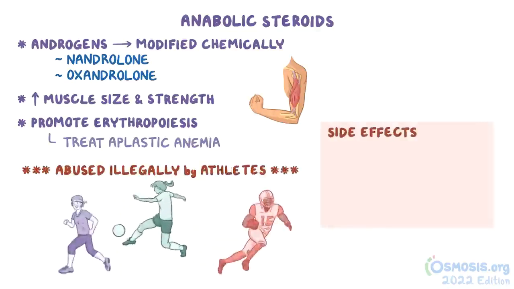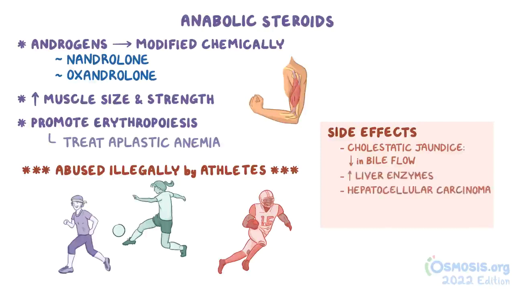Now, side effects are similar to those caused by testosterone derivatives. However, high doses of anabolic steroids can also cause cholestatic jaundice, a reduction in bile flow from the liver into the small intestine that eventually leads to bile salts depositing in the skin, giving it a yellowish color, increasing liver enzyme levels, and hepatocellular carcinoma, which is a liver tumor. Last but not least, high doses of anabolic steroids increase the risk of coronary heart disease.